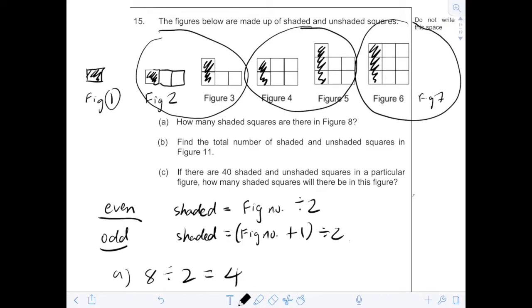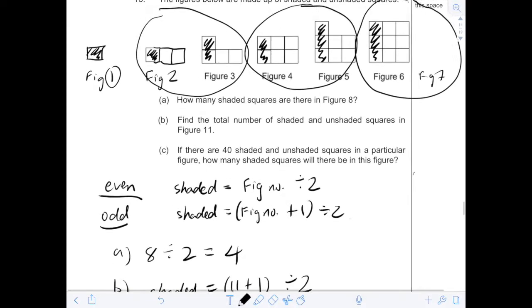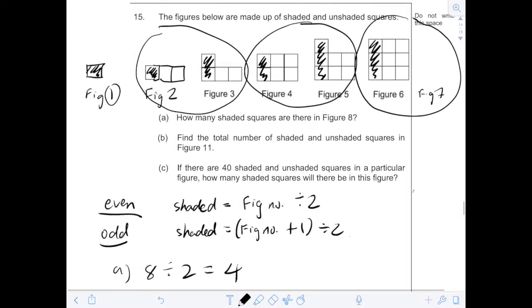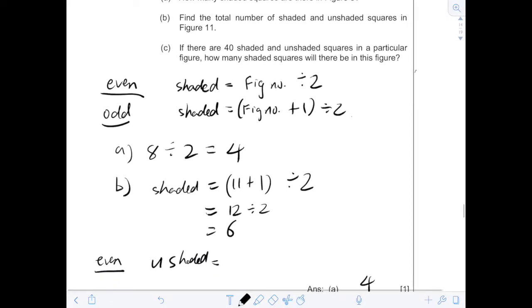Okay, see, 2 2, 4 4, 6 6. Alright, so what's the connection here? If you notice, figure 2 has 2, figure 4 has 4, figure 6 has 6. However, figure 3 only has 2, which means figure 3 has the same as figure 2. Whenever it's an odd number, you're going to minus it by 1, and then you can match it together to find the number of unshaded squares.